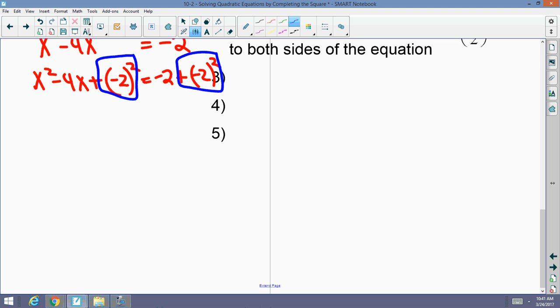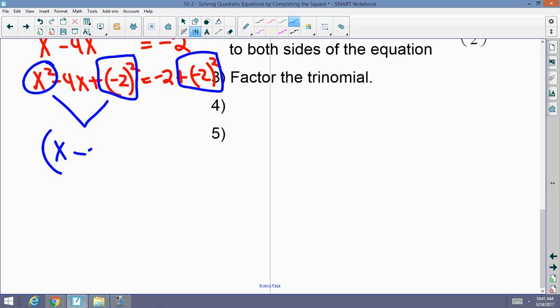Okay. Now, step 3. Factor the trinomials. Okay. What does this guy factor out to be now? X minus 2. Very good. Remember, guys, it's the square root of the first term. Square root of x squared is x. And then it's the inside part, or the square root of the second term. And the square root of negative 2 squared is negative 2. Or to make it easy, it's just the inside part. That's what comes down. You square it, and that's going to equal negative 2 plus 4 is 2.